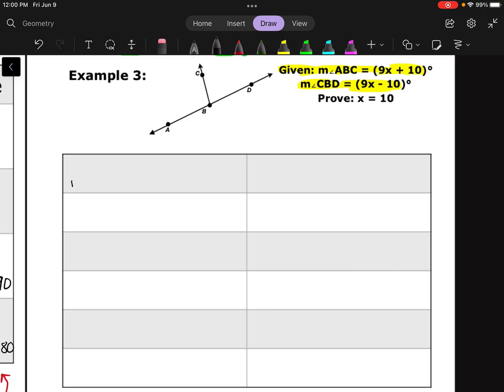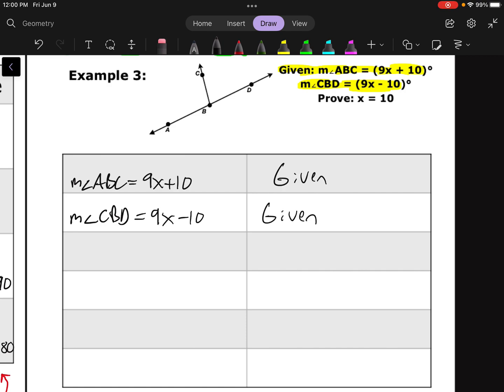So I've got that the measure of angle ABC is equal to 9x plus 10, and the measure of angle CBD is equal to 9x minus 10. Both of those are given. So we start with our given. We get those written down first, always, every single time. Now, sometimes, guys, they're not going to have the diagram marked. It's a good habit to get into to mark your diagrams yourself. So I'm going to throw those angles in there just so that I know which one's which.